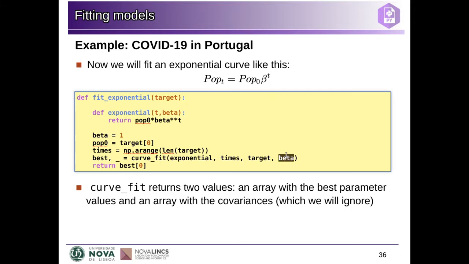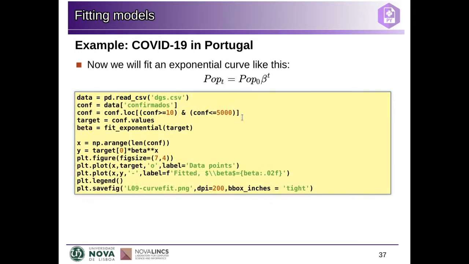So what this does is it's going to change this beta here until the output of this function is as close as possible to the target values. And the target values we receive there, and now we can put this all together.